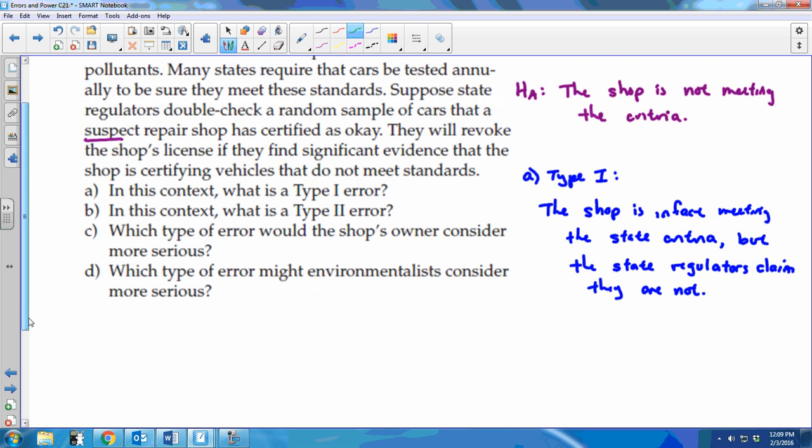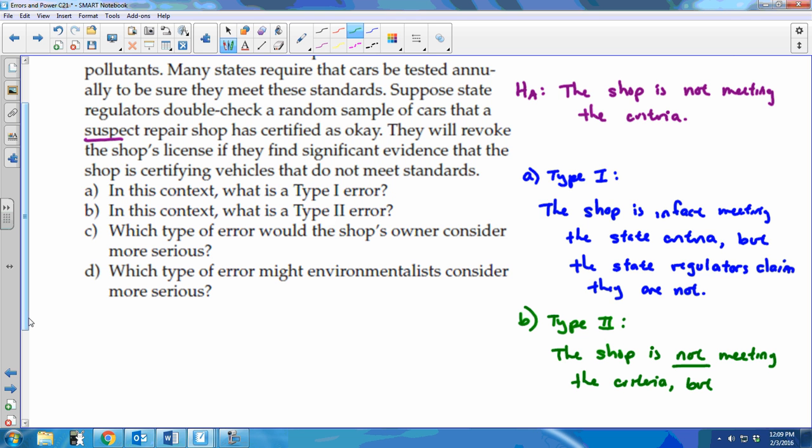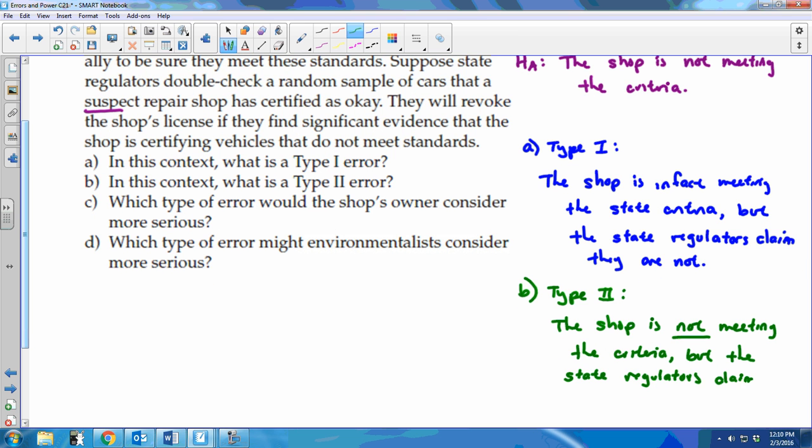For a type 2, that's when the null hypothesis is false, but you fail to reject it. So if the null hypothesis is false, that means you're going with the alternative. So the shop is not meeting the state criteria. So they're doing some shady business. But you failed to reject the null hypothesis. So the state regulators claim they are. The state regulators are like, hey, everything's great here. Go about your business.